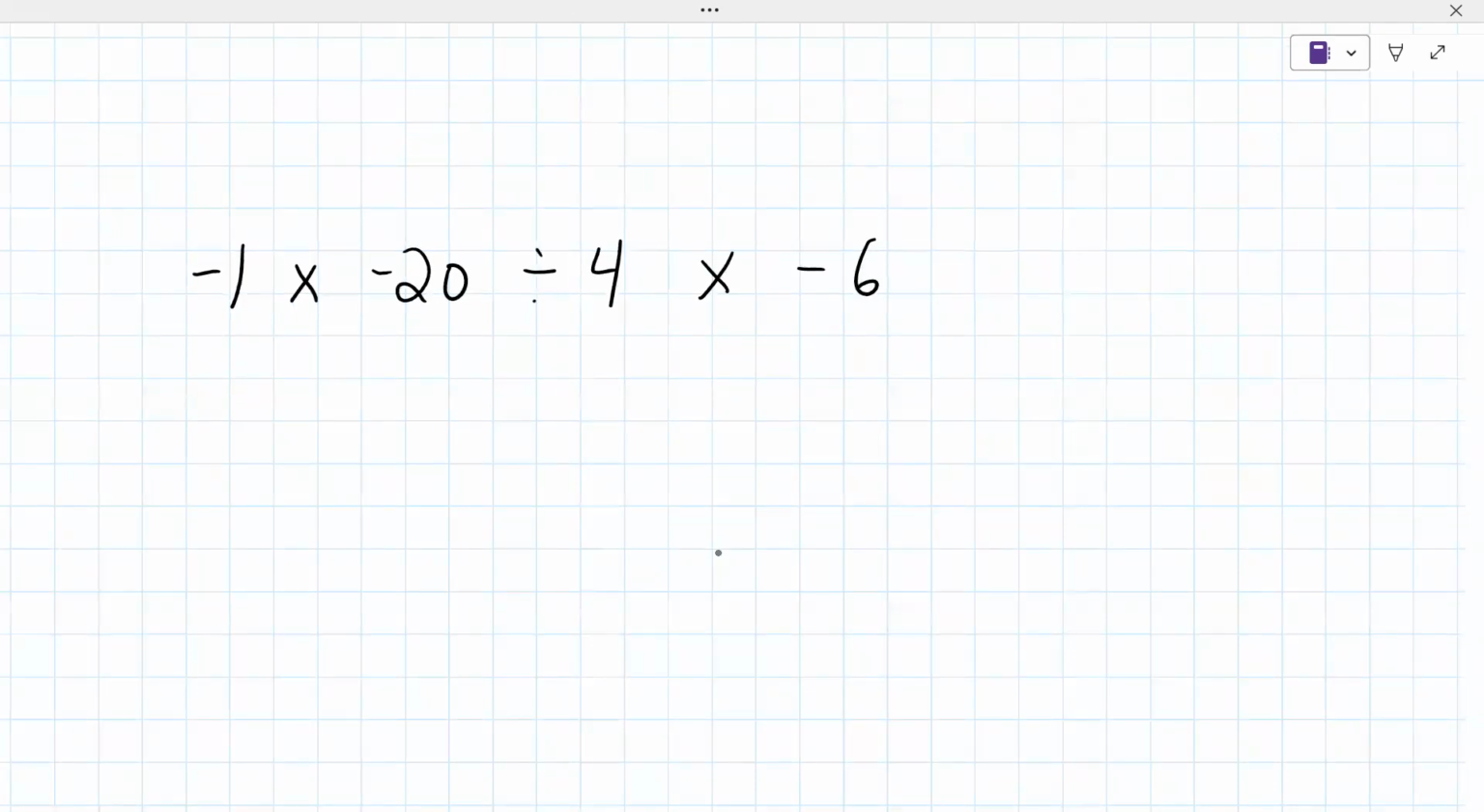Let's try another one. You're doing really well. Let's go -1 times -20 divided by 4 times -6 divided by -10. -20 divided by 4 times -6 divided by -10 is -5 times -6 divided by -10.